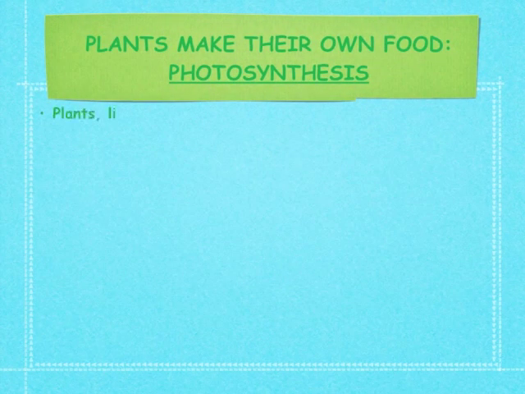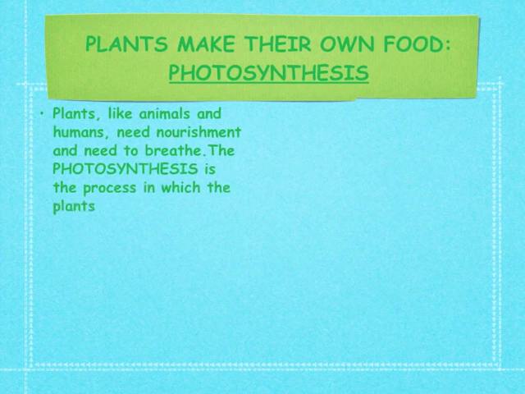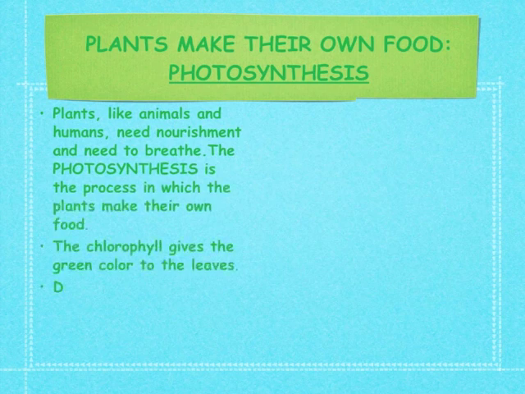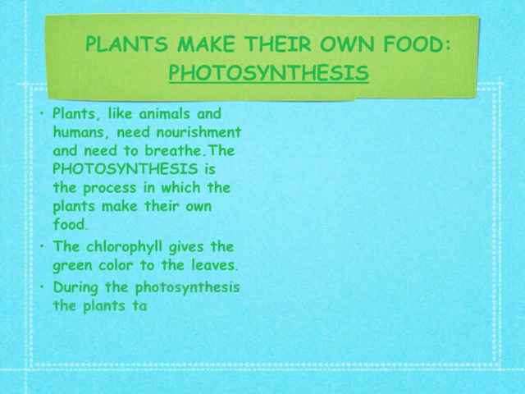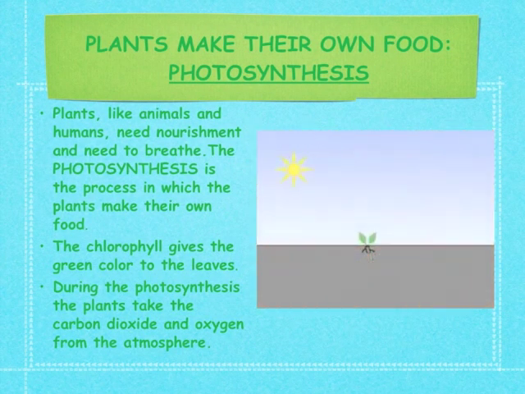Plants make their own food, photosynthesis. Plants, like animals and humans, need nourishment and need to breathe. The photosynthesis is the process in which the plants make their own food. The chlorophyll gives the green color to the leaves. During the photosynthesis, the plants take the carbon dioxide and oxygen from the atmosphere.